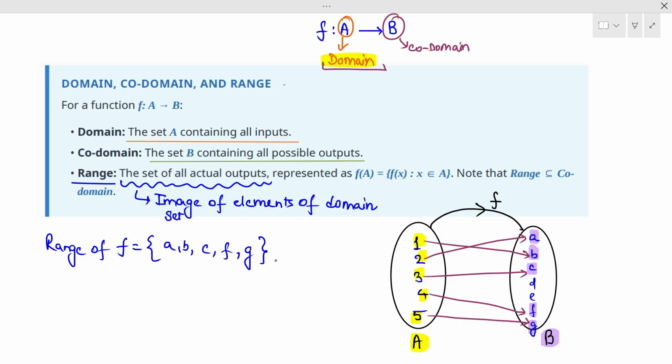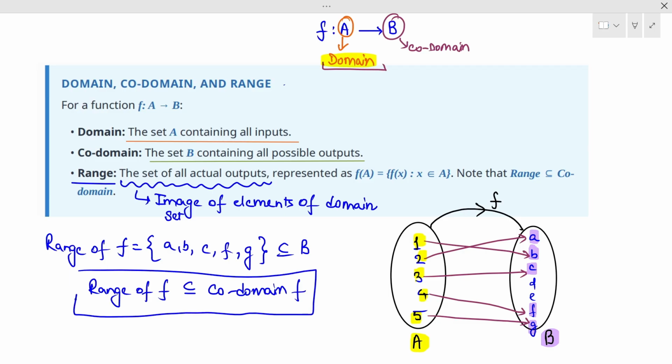This will be the range, and they are contained inside the set B. So that is why we say that the range of f is a subset of the codomain of f, right? We have learned this in our previous lectures of standard 11 as well, right?